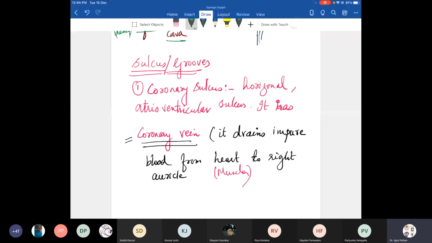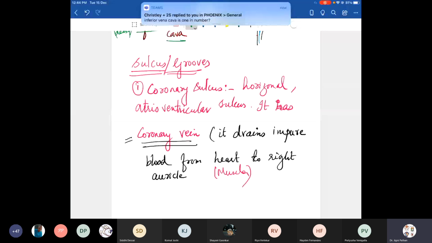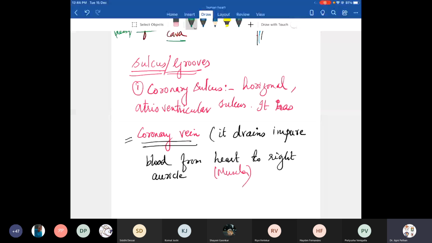Inferior is 1 in number, superior is 1 in number, and then coronary vein is 1 in number. Only pulmonary vein is 4 in number, which all open into left auricle. Clear, Chrisley?